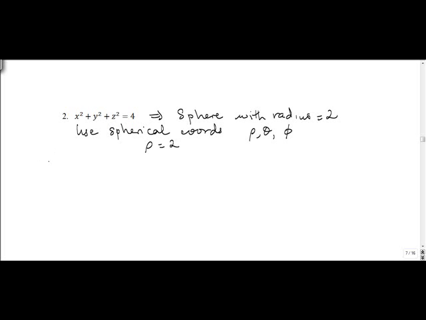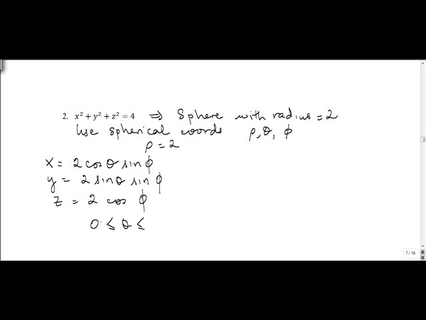You may not remember, but I think I already gave you these parametric equations when we did spherical coordinates, so I'll just write them down. x will be 2 cosine theta sine phi. y would be 2 sine theta sine phi. And z would be 2 cosine phi. And remember, what is the range of values for theta again? 0 to 2 pi. And for phi? 0 to pi. Very good.